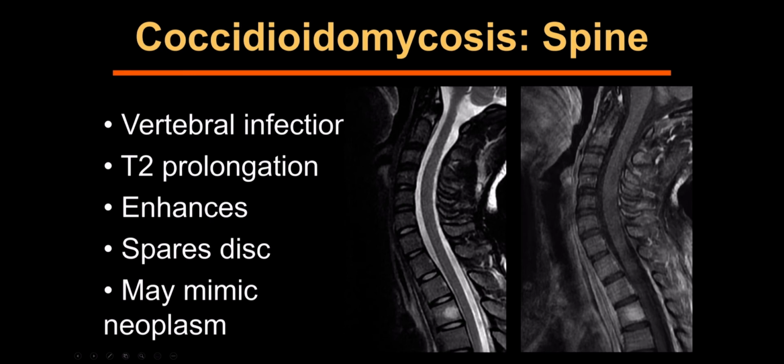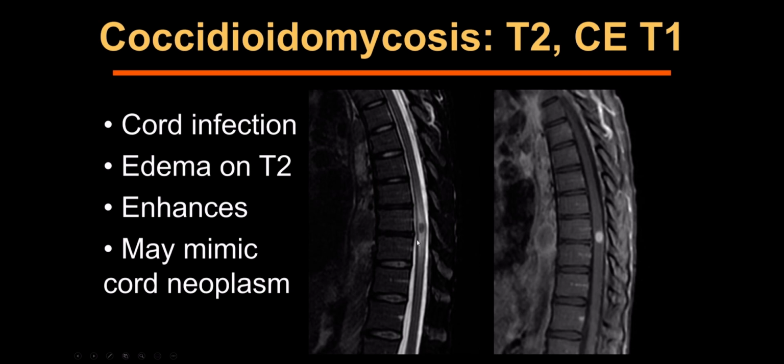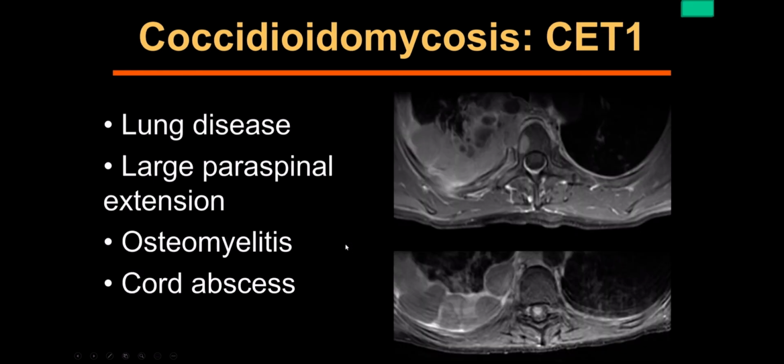Okay. I'm from Arizona, so I got to show you a case of cocci. And cocci is a great mimic. If you're not living in Arizona or California, you're probably not going to see very much of it, which is actually going to make your life easier. Abnormality here within the vertebral body, God only knows what that is. It turned out to be cocci. Here it looks like we've got something in the spinal cord. God only knows what that is. It turned out to be cocci.